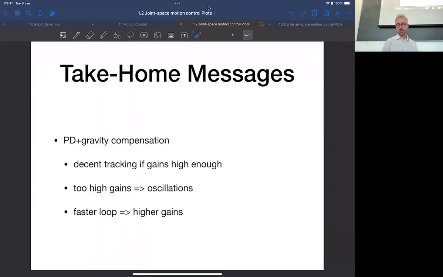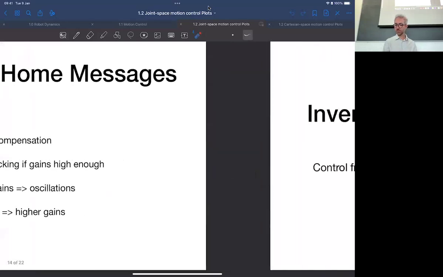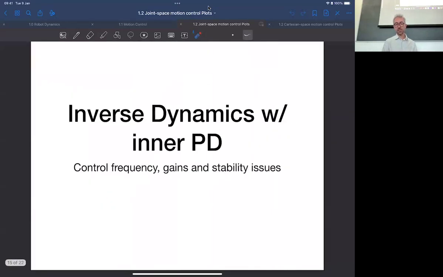So take-home messages, PD plus gravity compensation. You can get decent tracking if gains are high enough, but too high gains lead to oscillations, vibrations. And the way to make the gains higher is to rely on a faster loop. So this could be fine if you manage to go really fast. Let's see the same analysis with inverse dynamics.